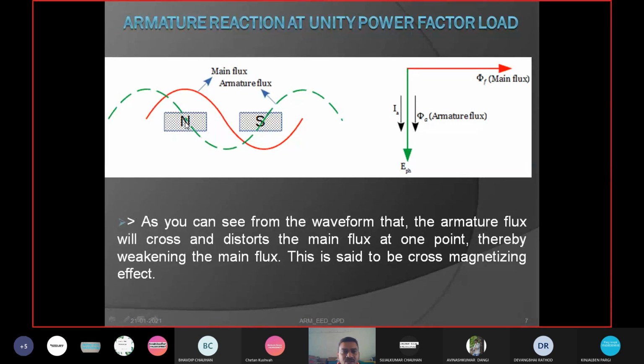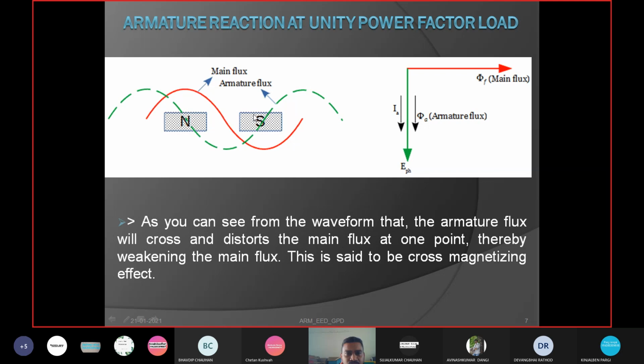Okay, so here, in this portion, the main field flux and armature flux will help each other, but after this point the armature flux and main field flux are in opposite directions. So it will weaken the main field flux.